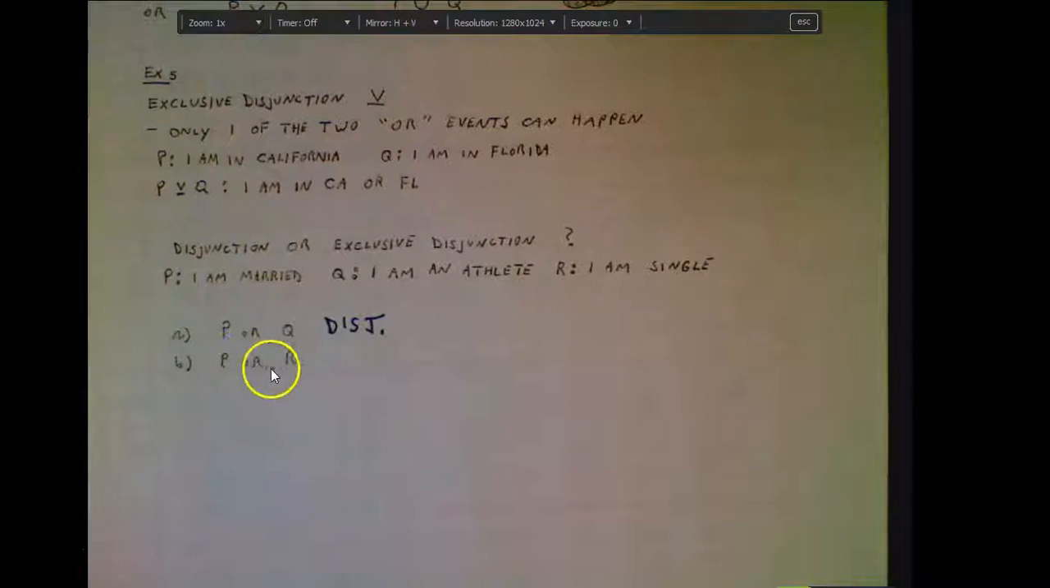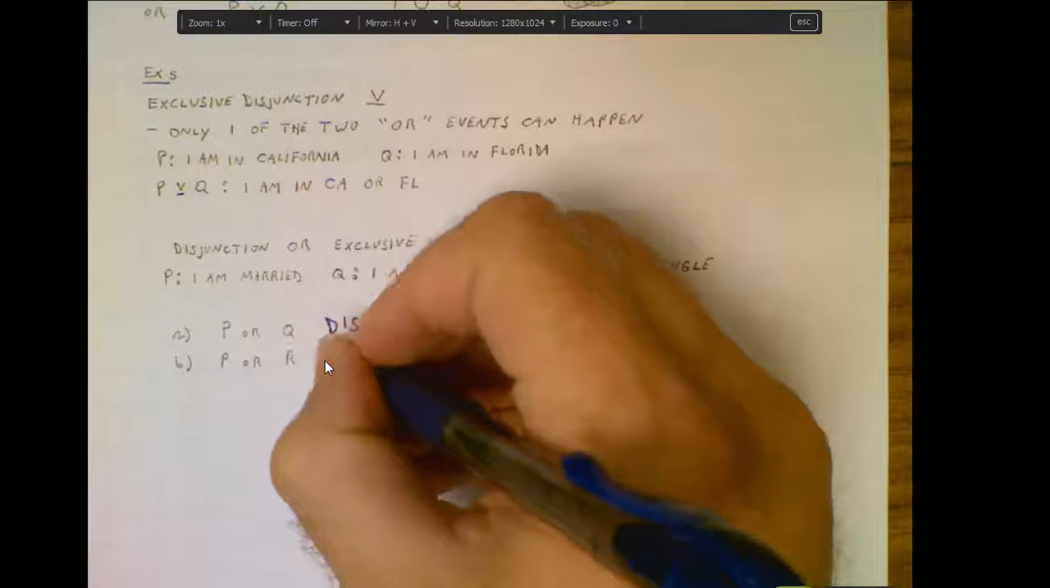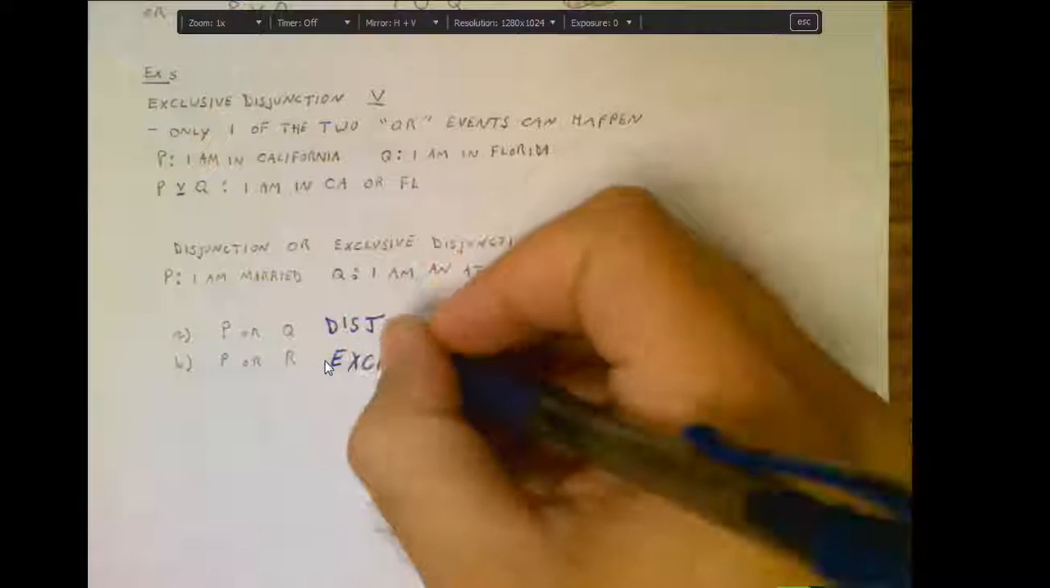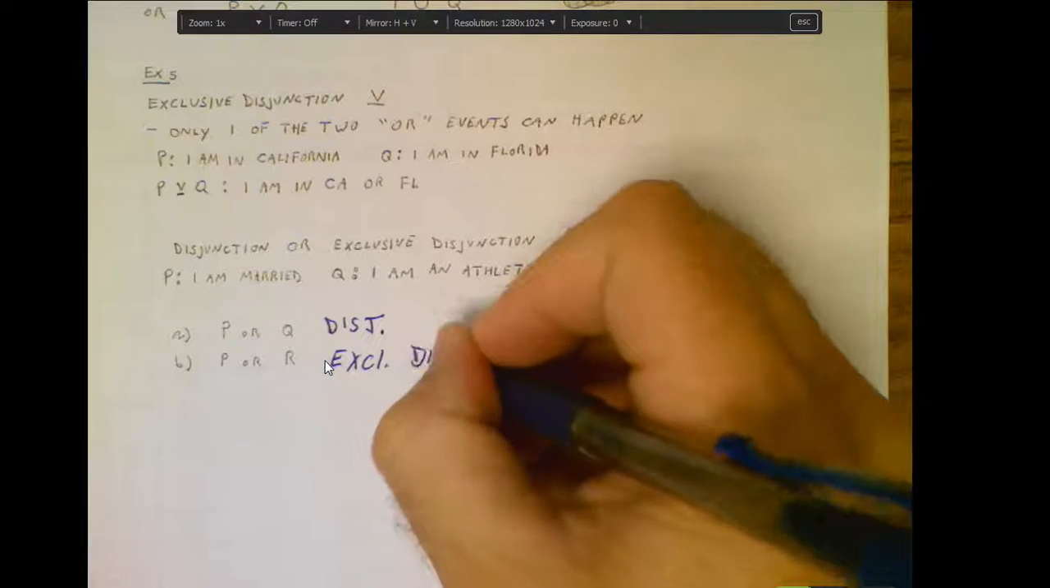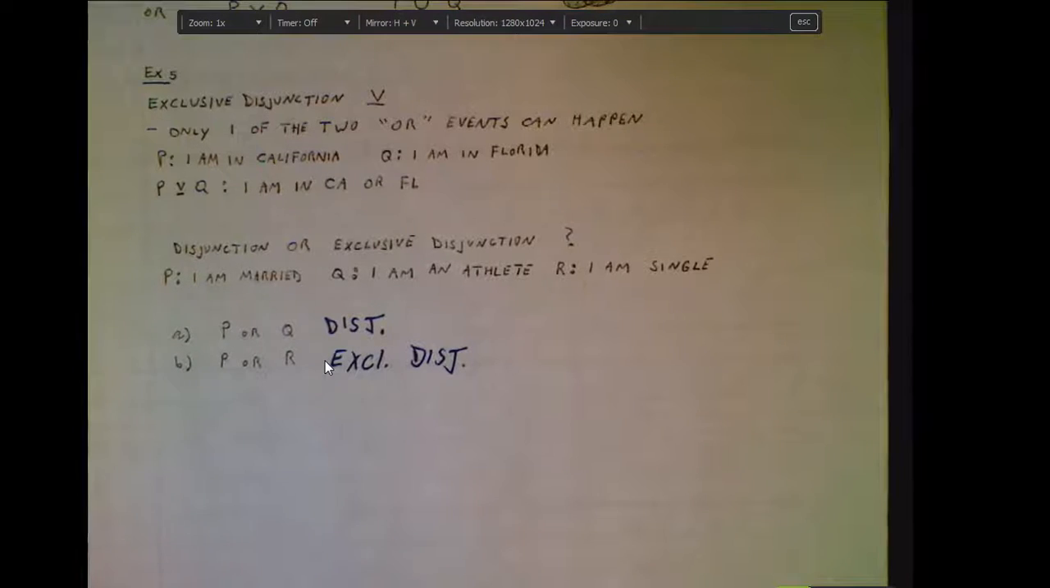Compare that though to this statement. If I said I am married or I am single, notice both of those things can't be true at the same time. I am either married or I am single. Only one of those could be true. So this is an example of exclusive disjunction, because it wouldn't make sense for both of those things to be true at the same time. So that's the difference between disjunction versus exclusive disjunction.